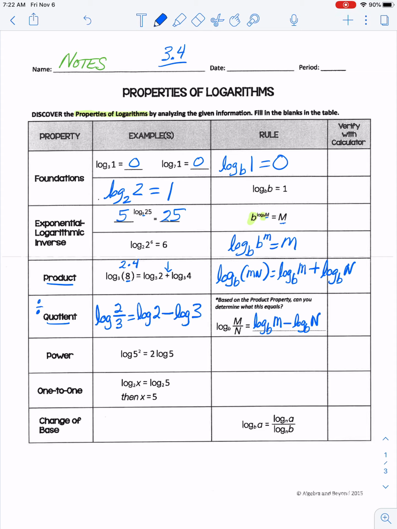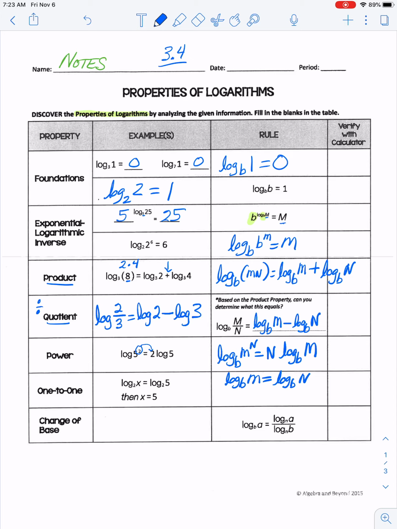Next one, we have a power. So log base b of m, raised to the n power. If you simplify, you're going to pull that exponent to the front, so n times the log base b of m. So the power ends up out in the front, multiplying with the logarithm.